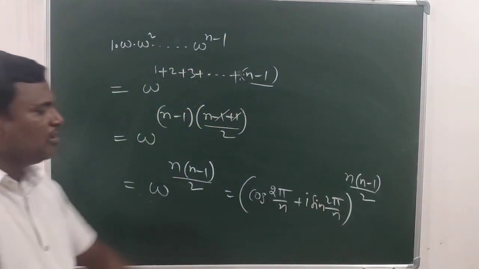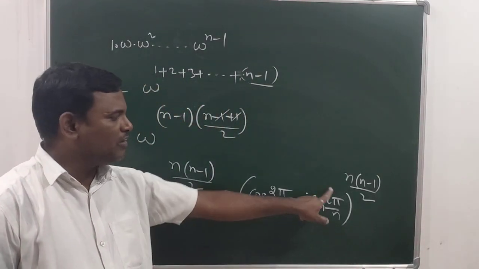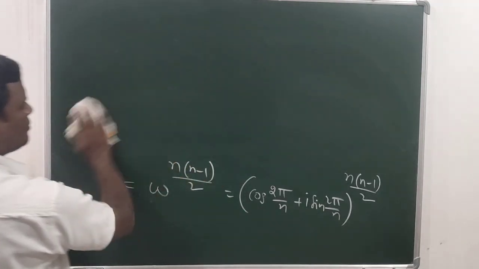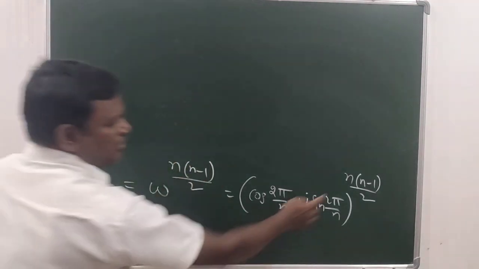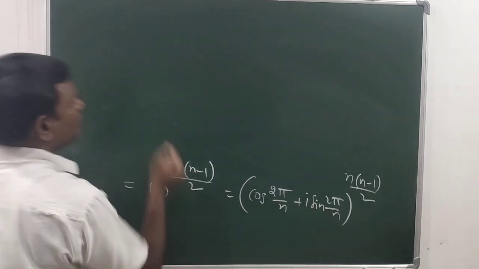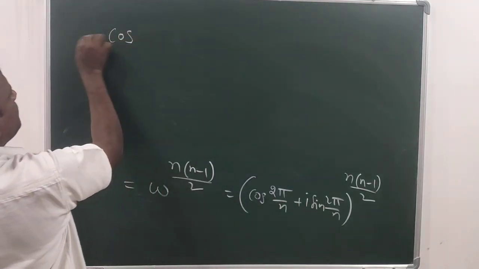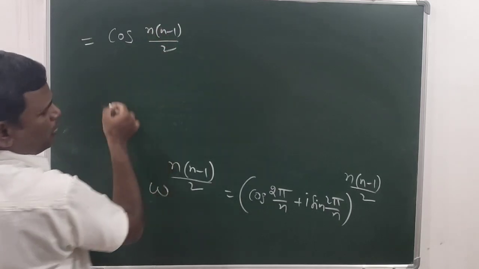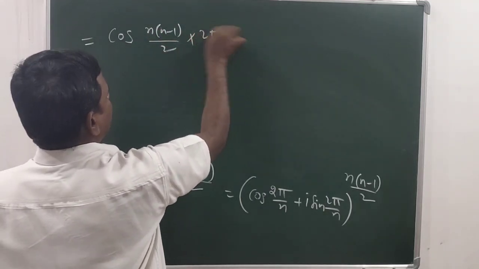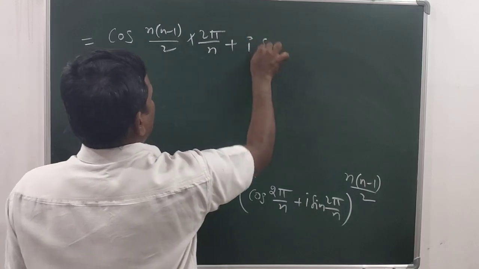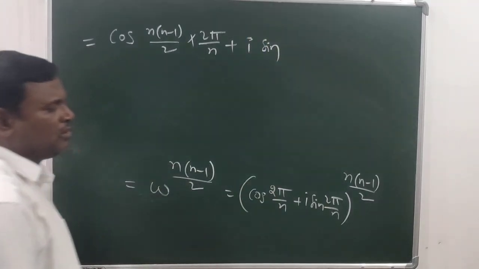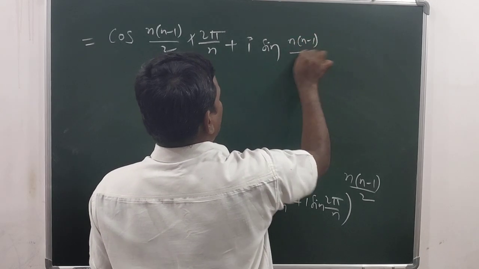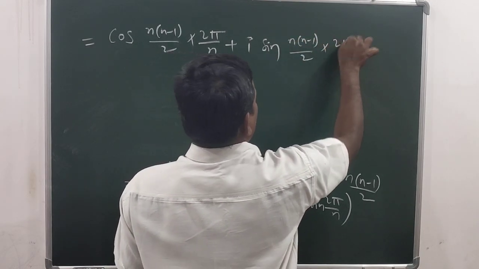So in the next step, apply the De Moivre theorem for this. What do you get? Bring this power to here, so that you will get cos of n into n minus 1 by 2 into 2 pi by n plus i sin of n into n minus 1 by 2 into 2 pi by n.